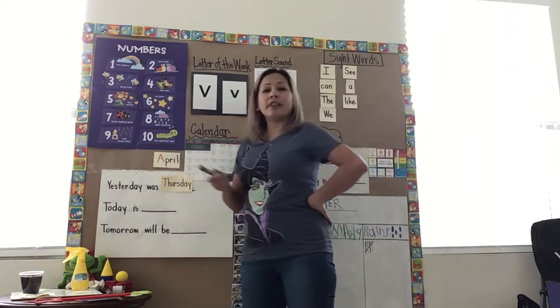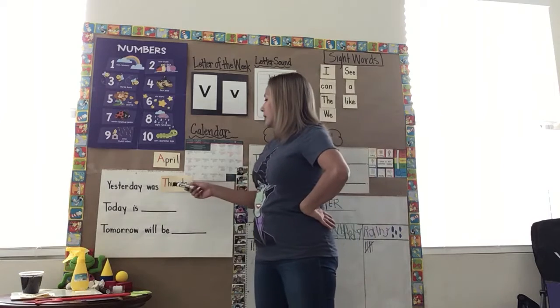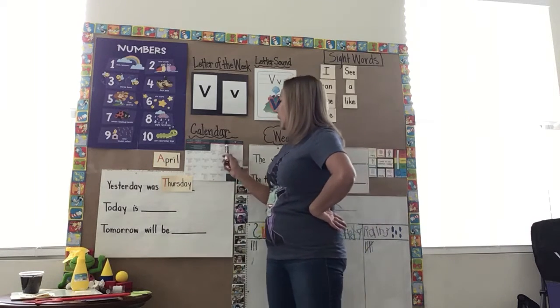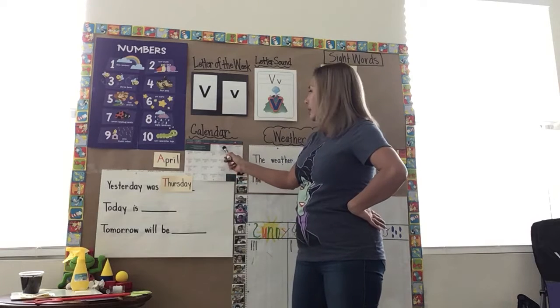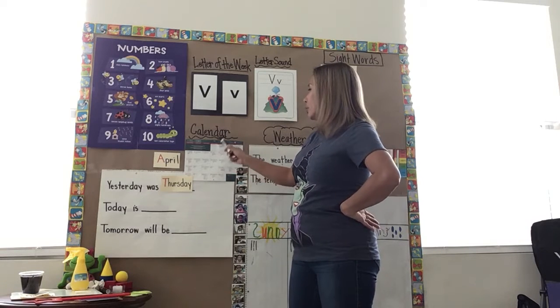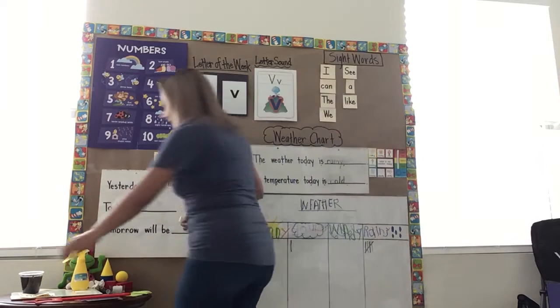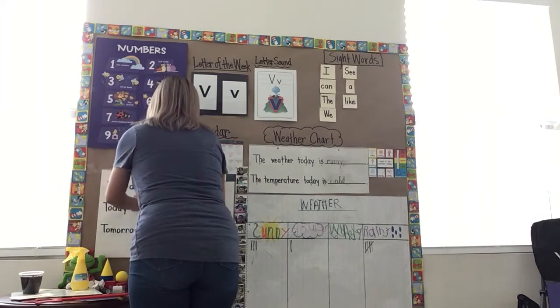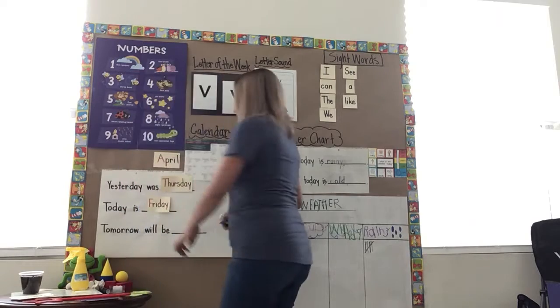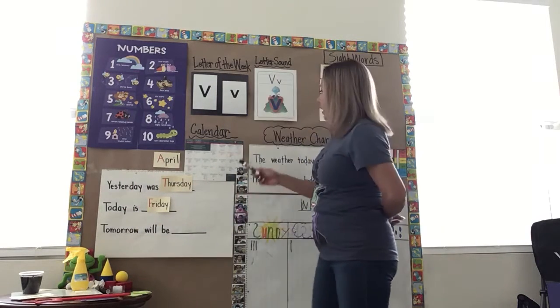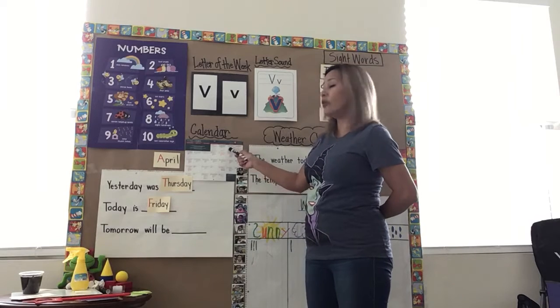All right, boys and girls. We're still in the month of April, and yesterday was Thursday. So if you have a calendar in front of you, look for Thursday. Yesterday was Thursday, so move up 1. That means today is Friday. Yesterday was Thursday, today is Friday. And what will tomorrow be? Look at your calendar, find Friday, and move up 1 more.